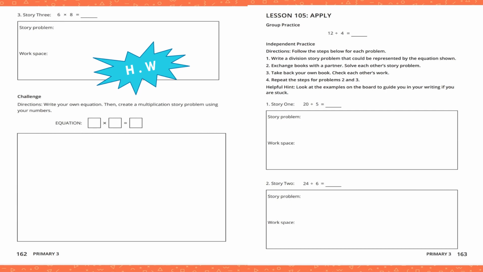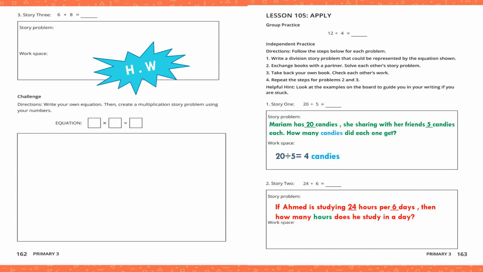Lesson 105, the applying part. Write a division story problem that could be represented by the equation shown. Mariam has 20 cans. She's sharing with her friends 5 cans each. How many cans did each one get? So, to know the number of cans each one gets, we have to distribute 20 cans into 5 groups. So, distribute means divide. 20 divided by 5 equals 4 cans.